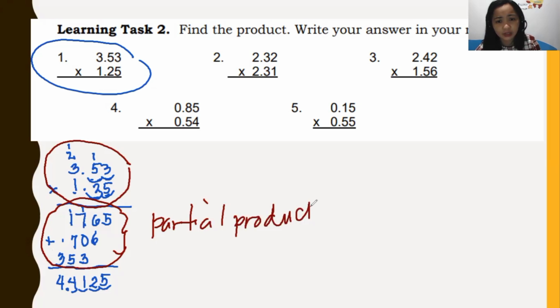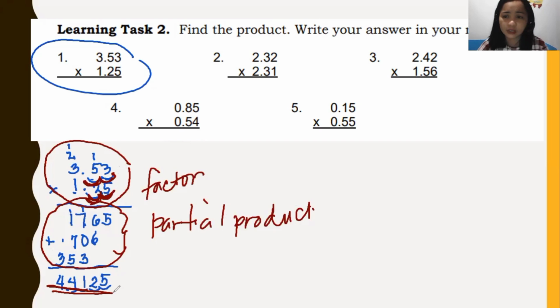Saan tayo naglalagay ng decimal point? Dito tayo naglalagay sa pinakasagot. At para malaman mo yung decimal point, kung saan mo ilalagay, bibilangin mo yung decimal places sa iyong factors. So, kung 4 yung digit na nasa likod ng decimal point ng iyong factors, 4 din yung places na bibilangin mo sa factors. 4 din yung decimal places na bibilangin mo sa product. So, that is multiplying decimal number.